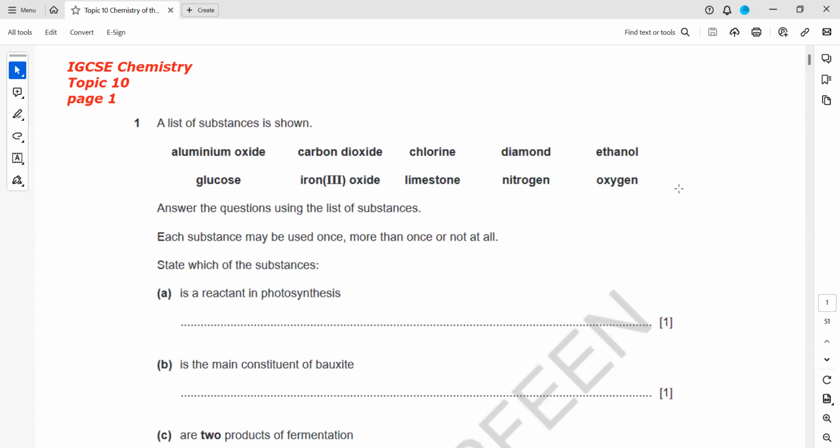A list of substances is shown. We have aluminum oxide, carbon dioxide, chlorine, diamond, ethanol, glucose, iron 3, limestone, nitrogen, and oxygen. Answer the questions, use the list. Each substance may be used once, more than once, or not at all. I'll send this to a group as well. So you can use this substance once, more than once, or maybe you may not use it for any of the parts.